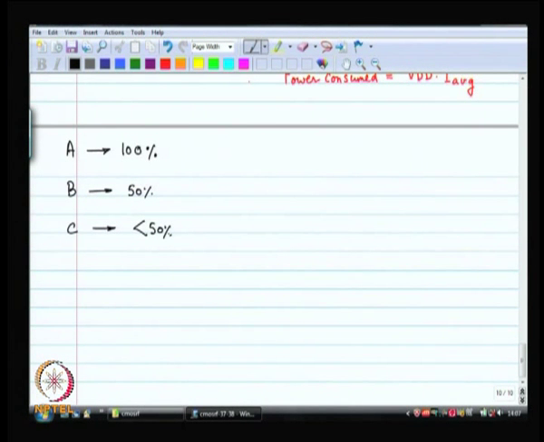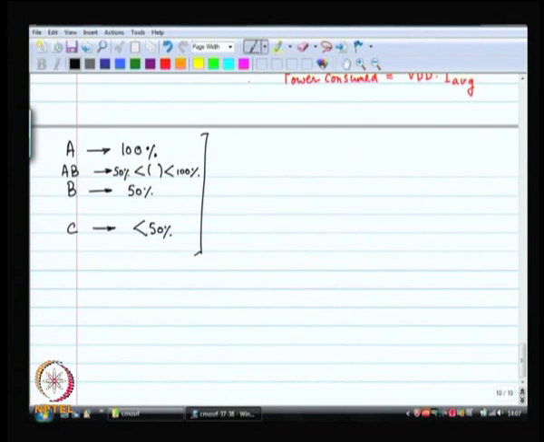And class AB, as the name suggests, the transistor is on for more than 50% of the time, but less than 100% of the time. All right, between 50 and 100%. So, these are the broad definitions of the different classes of the amplifiers.